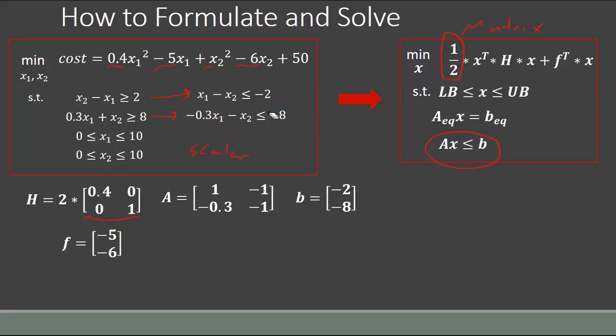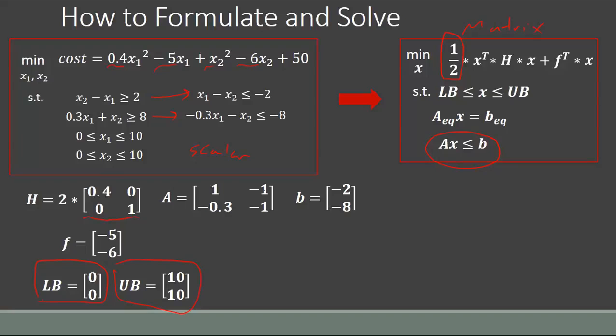So we also need to input our upper bound and our lower bound. So x1 and x2 both had a lower bound of 0 and an upper bound of 10. So we set up our LB vector with zeros and our UB vector with 10s. So that defines our input constraints on our system.